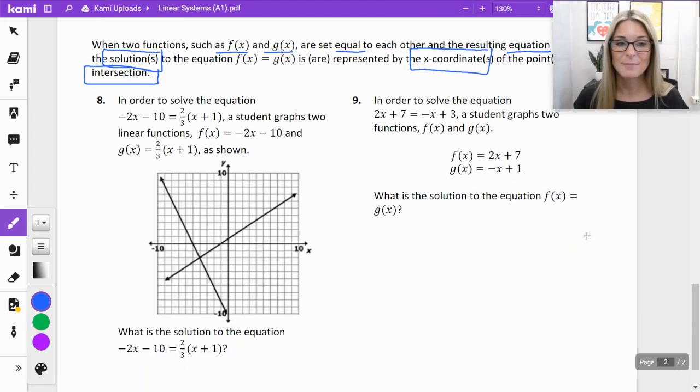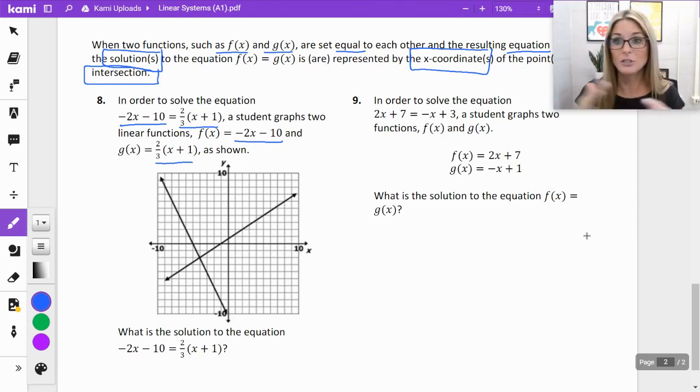So number 8, in order to solve the equation -2x minus 10 equals 2/3 times the quantity x plus 1. That's an ugly equation, right? The student graphs two linear functions. F of x equals -2x minus 10, that's the left side of the equation, and g of x equals 2/3 times the quantity x plus 1, that's the right side of our equation. So they graphed it, and you see there they've got two lines. The question at the bottom, what is the solution to that equation?